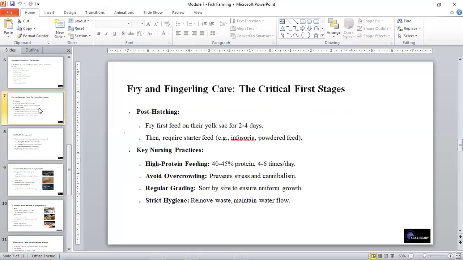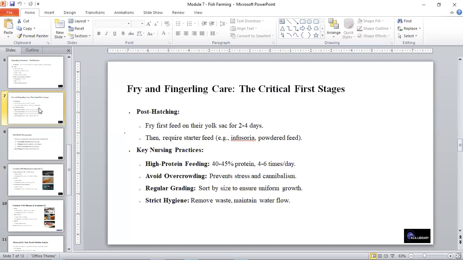To care for the fry and the fingerling. After hatching, the egg is changed into fry. This is the first stage, and they feed on their yolk sac for 2 to 4 days. Then it requires starter feed. Example of starter feed is infusoria and also powdered feed.